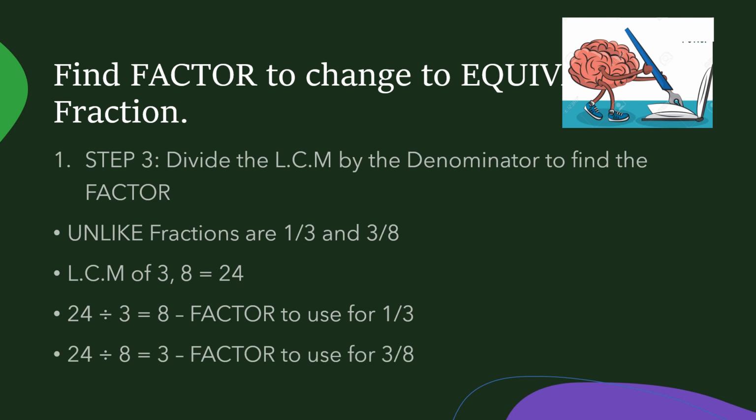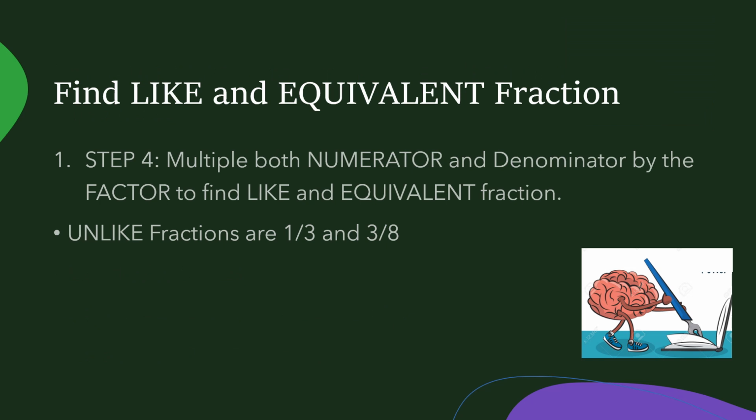Similarly, the LCM is 24 and the second denominator is 8. We divide them and we get 3. So this is the factor we have to use for 3 by 8. Let us see how. We are now moving into step 4.